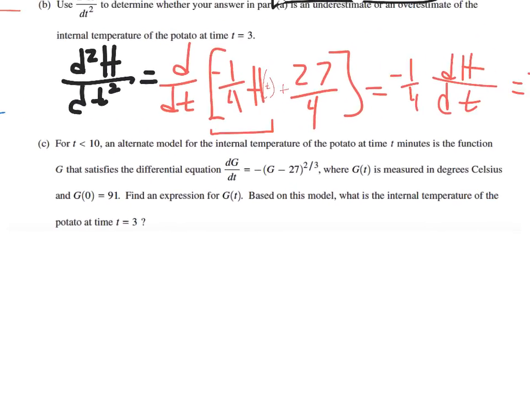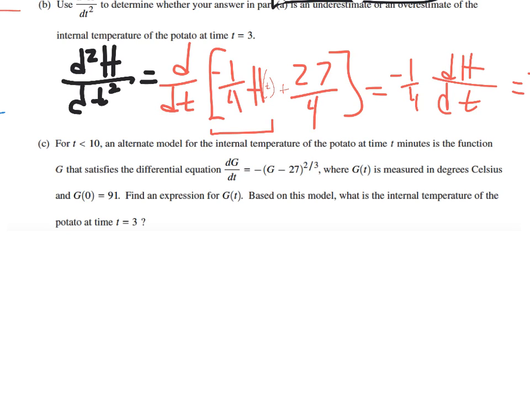All right. So an alternative model or equation is given to us for the internal temperature of the potato at time t, the function g, and it satisfies this differential equation given to us here. g of t is measured in degrees, and g of 0 is 91. Find an expression for g of t. Based on this model, what is the internal temperature of the potato? So here they want an actual function.